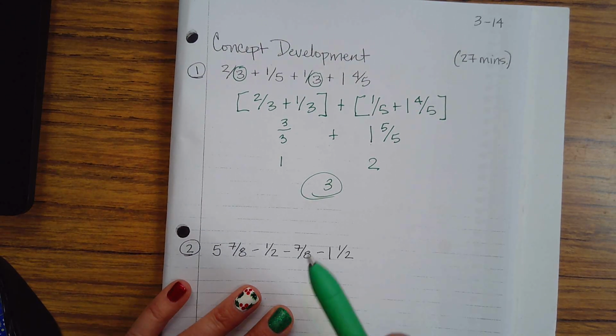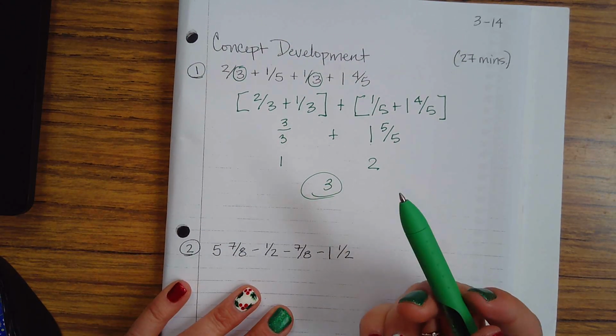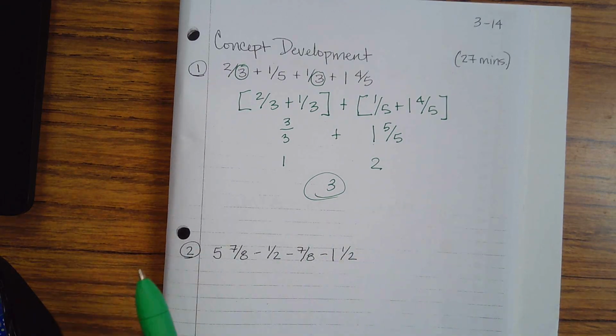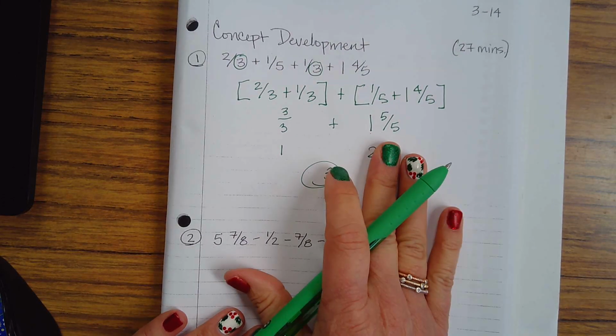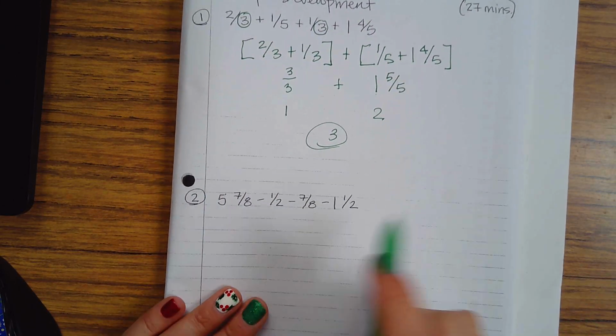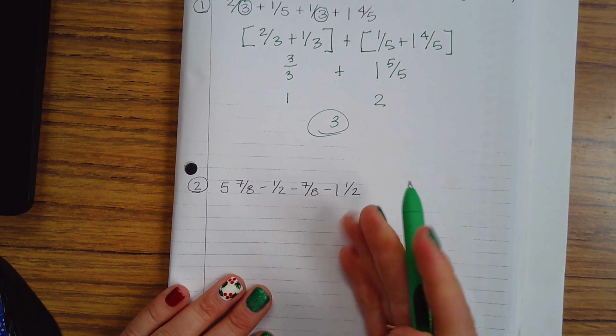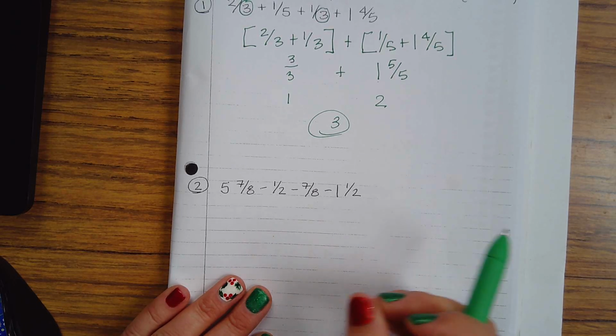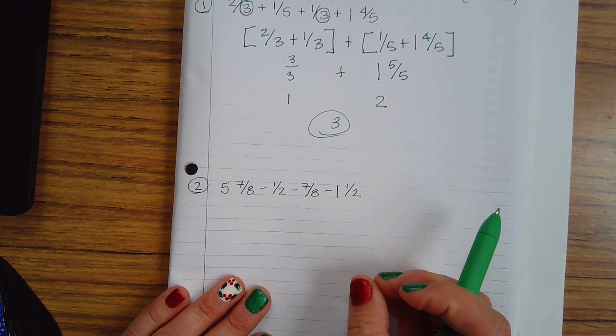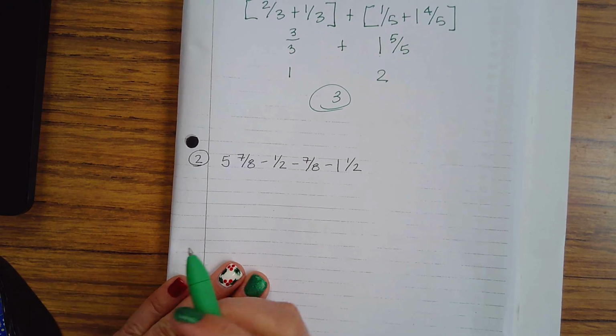So that's what we're actually doing. We're trying to look at how to group numbers or rearrange the problem in order to solve it. So that's our big idea for today's lesson: being able to look at the problem, rearrange or regroup it so that it's easy to solve. So let's look at problem 2.